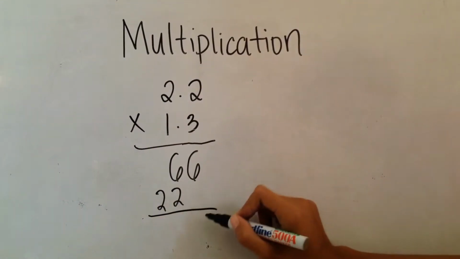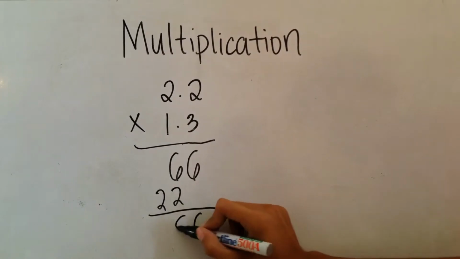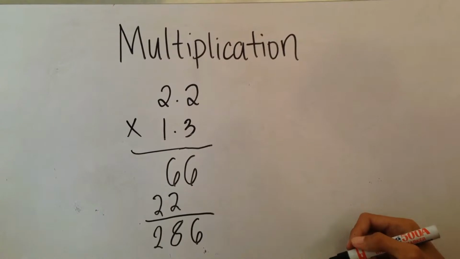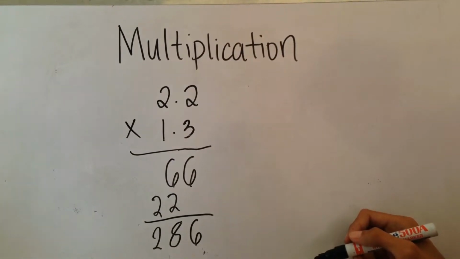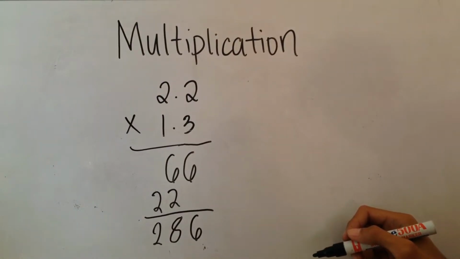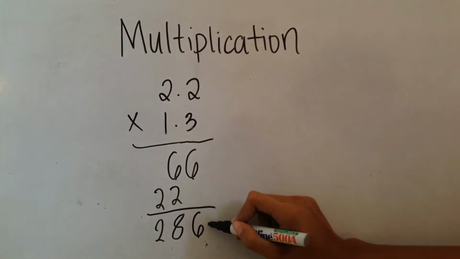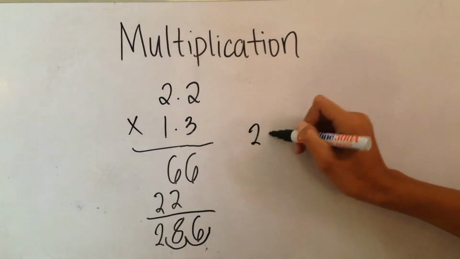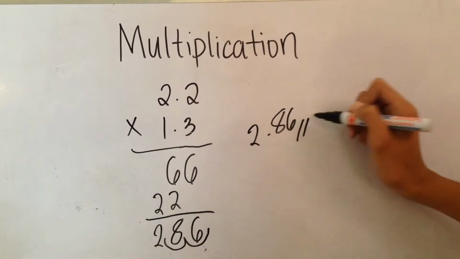Then add. Bring down 6. 6 plus 2 is equal to 8. And bring down 2. Then, count the decimal places. So here, there are 2 decimal places. Put the decimal point in your answer with the same number of places, starting from the right, going to the left. So 2.86 is the final answer.